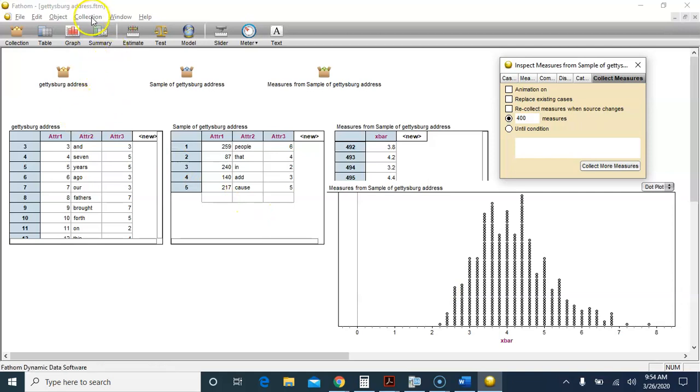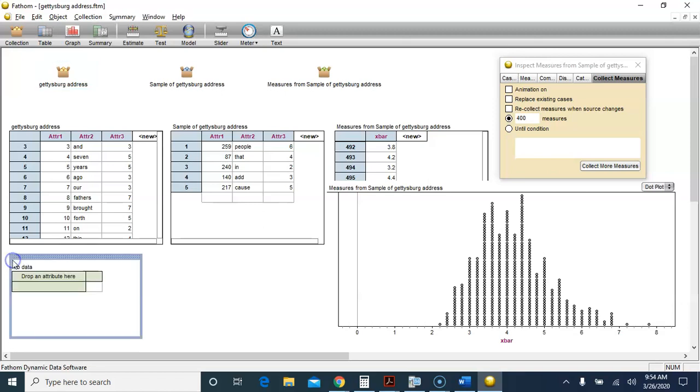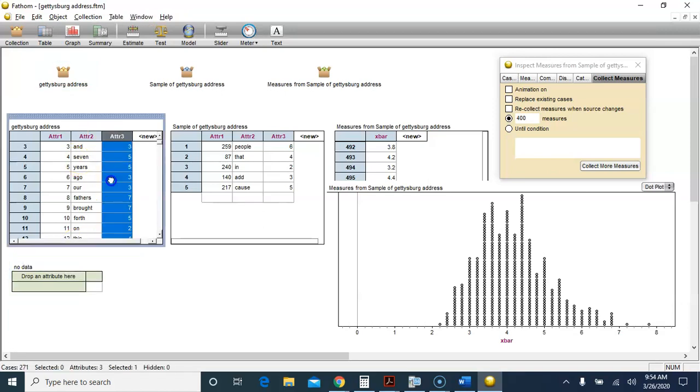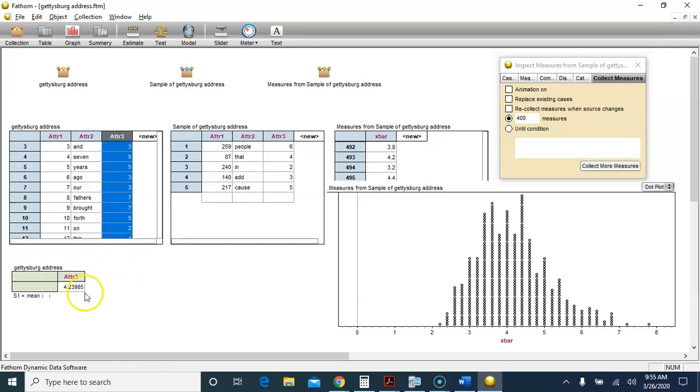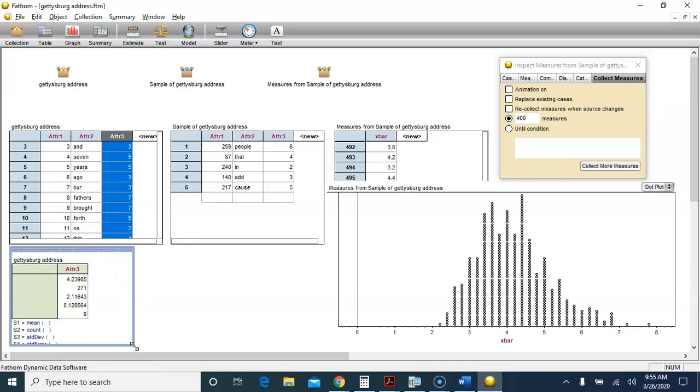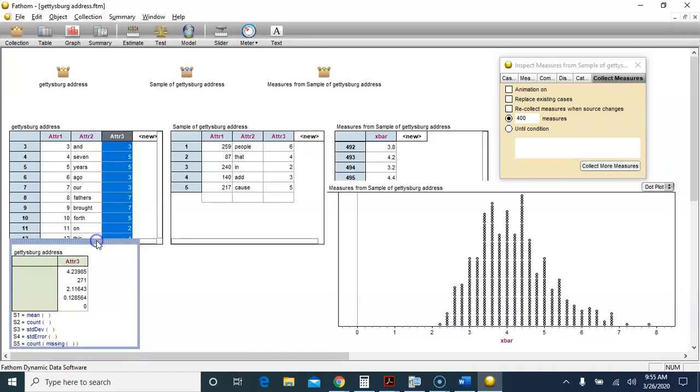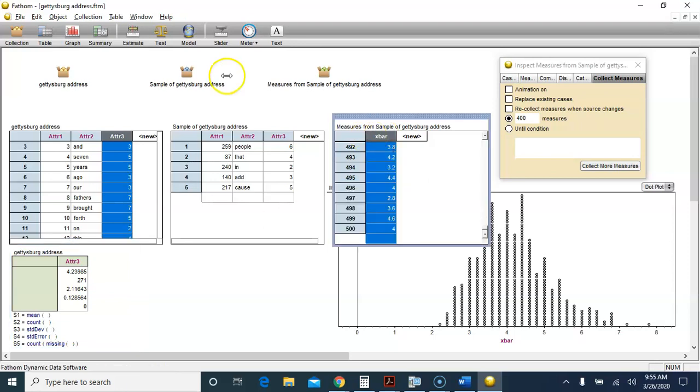So a couple things here. Just to drag this into here, the average of our population is 4.24 roughly. And let me add the standard deviation in there. Summary, add basic statistics. So for the population, our mean is 4.24 and our standard deviation is 2.11.